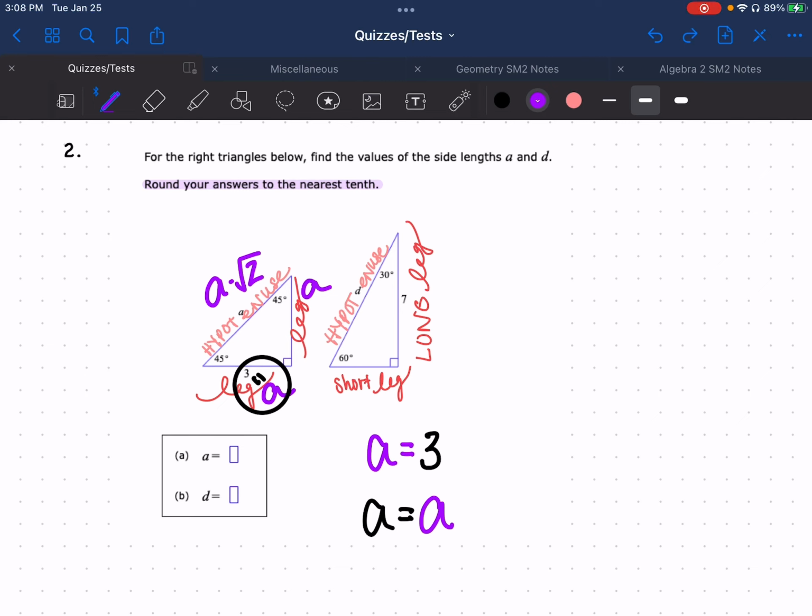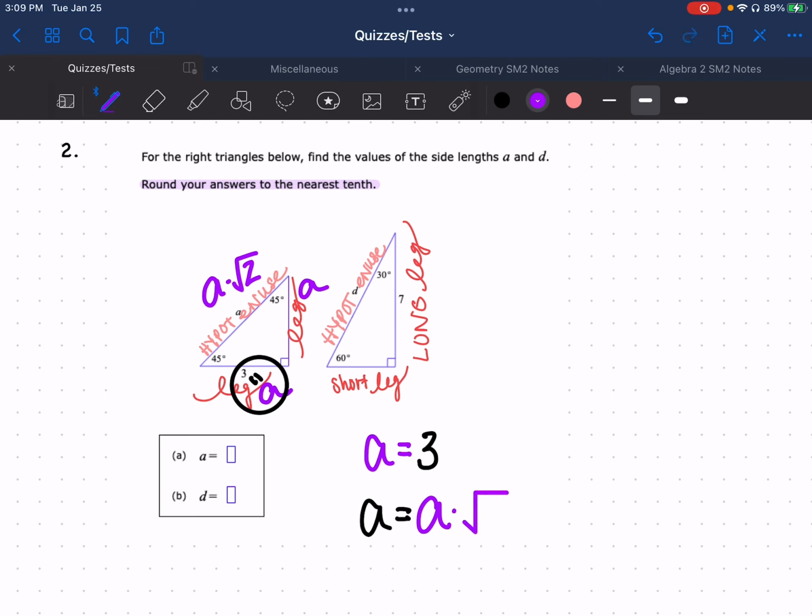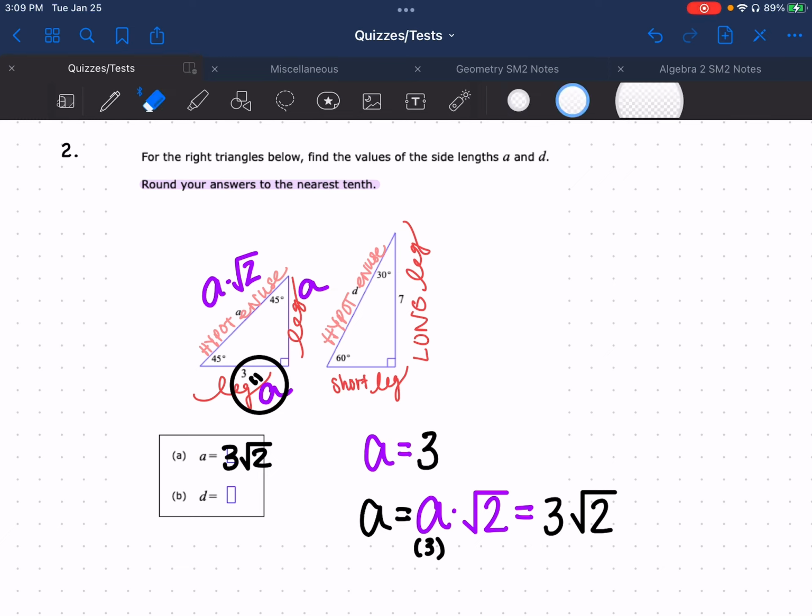Hold on. It's equal to the purple A times the square root of 2. So I am going to plug in 3 right here. And so I have 3 square roots of 2. Can that happen? Yes. We have that same problem. Oh, wait, but that's not my answer because it's asking for a decimal.